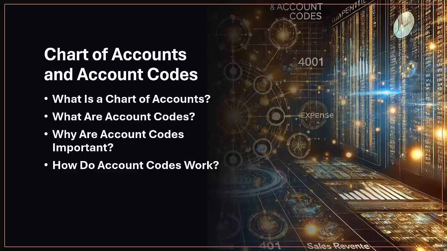What are account codes? Account codes are special numbers or letters assigned to each account in the chart of accounts. They act like short names for the accounts, making it quicker and easier to record financial transactions. Think of account codes as labels that help you direct transactions to the correct place in the accounting system. Example: instead of writing cash account, you could just use the code 1010. For rent expense, you might use the code 5010.